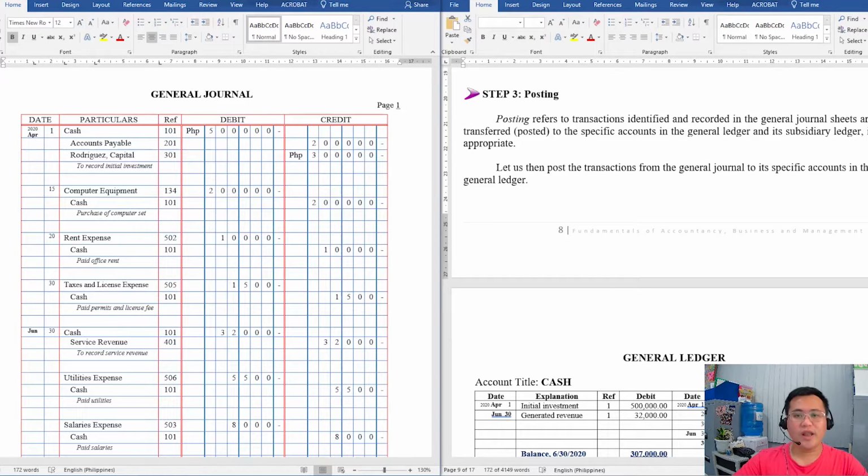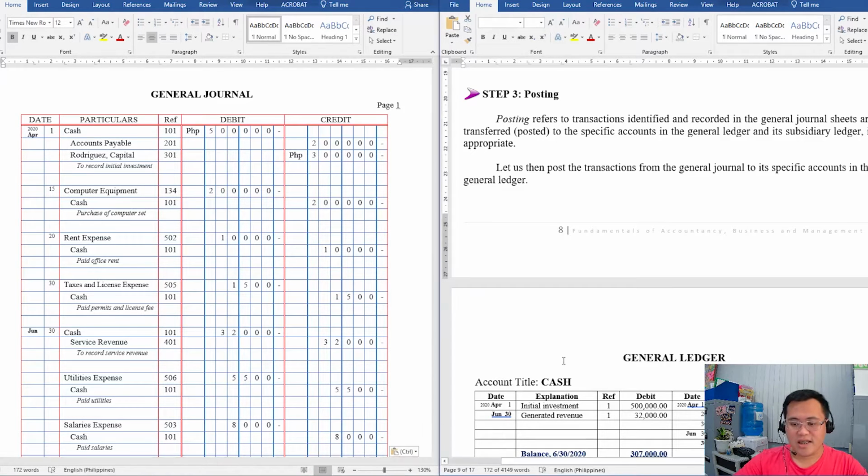Today, we are going to discuss the third step of the accounting cycle, which is posting. Now let us define what posting is. Posting refers to transactions identified and recorded in the general journal sheets and are transferred to the specific accounts in the general ledger and its subsidiary ledger if appropriate. Let us then post the transactions from the general journal to specific accounts in the general ledger.